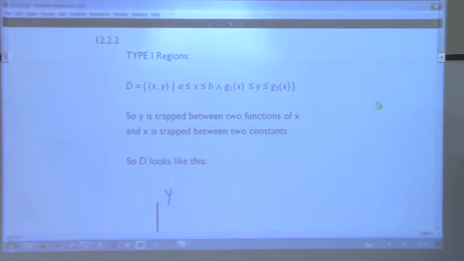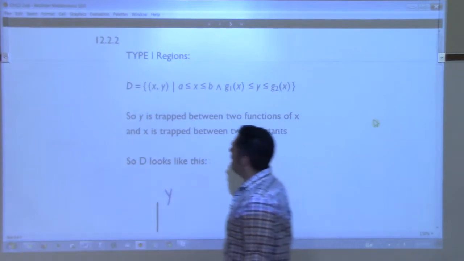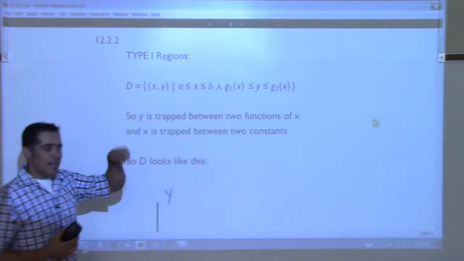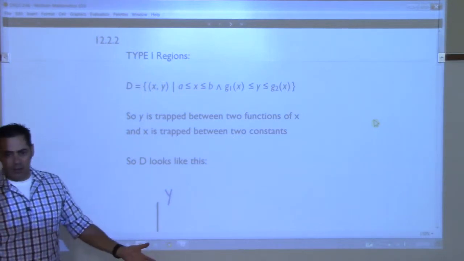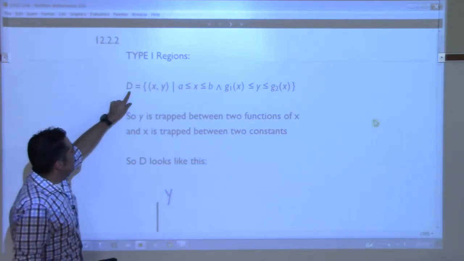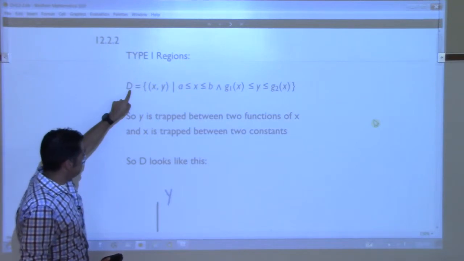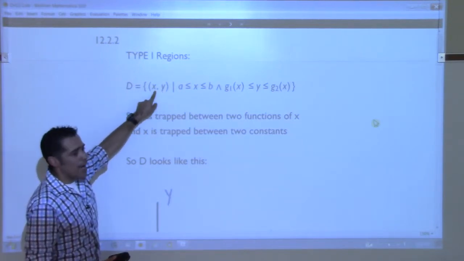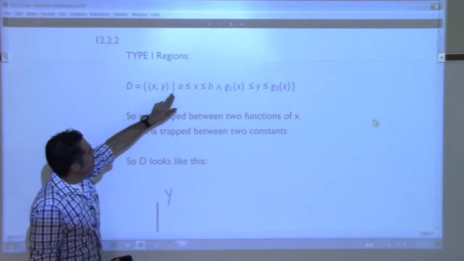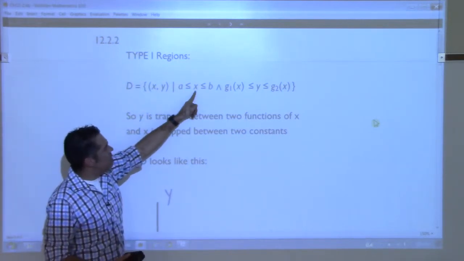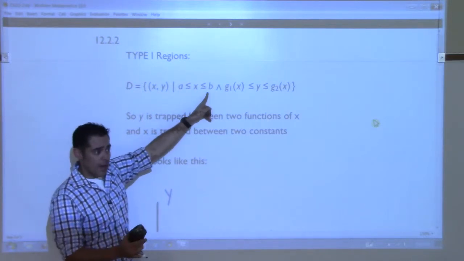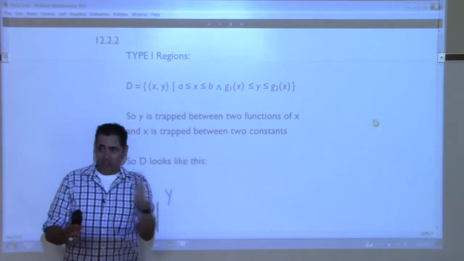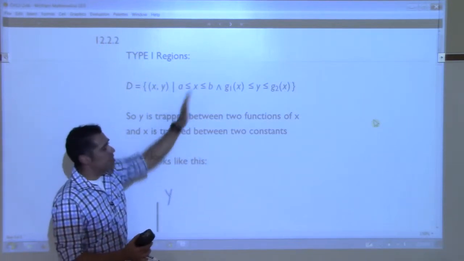The first one is what we're going to call a type 1 region. Now when it comes to type 1, instead of calling it capital R for rectangle, we're going to call it D for domain. All right? And the way we're writing this is that the domain is all the points X and Y such that your X is bounded between A and B, two constants, right? So it's almost like a rectangle because our X is between two constants.